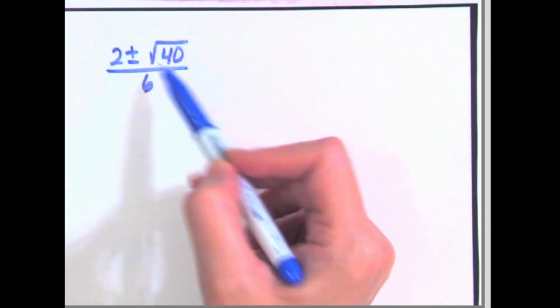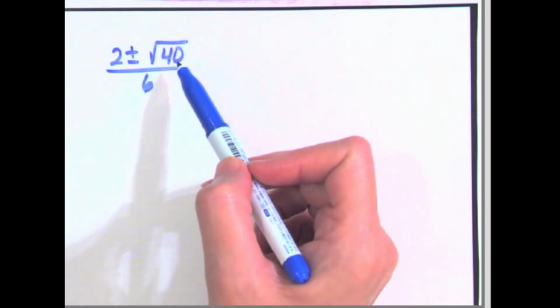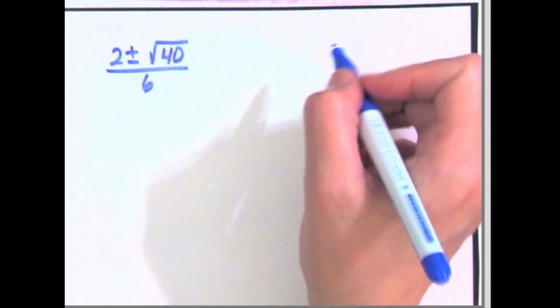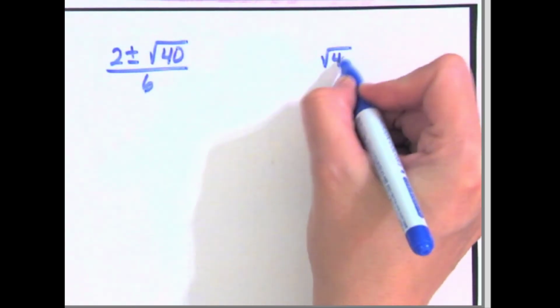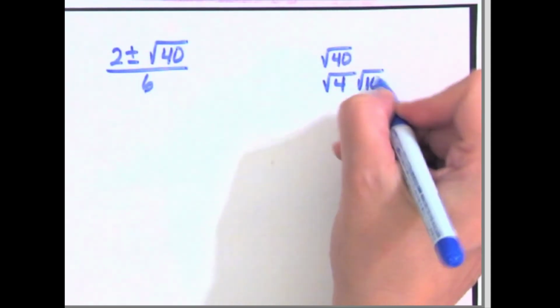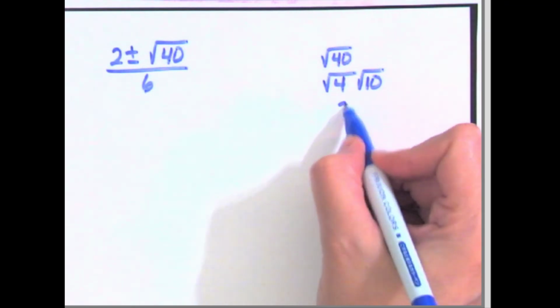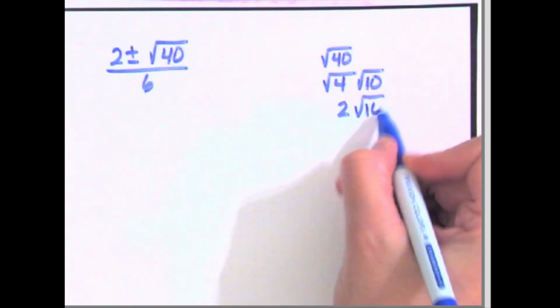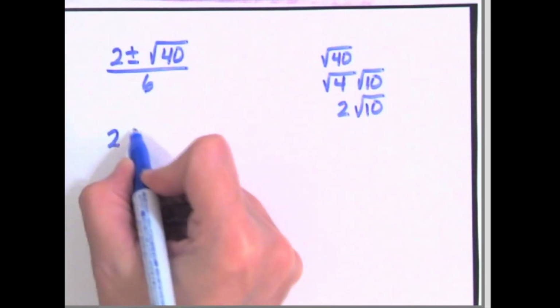Next, we want to check to see if there's a perfect square that goes into 40, and there is. That would be 4. So the square root of 40 can be written as the square root of 4 times the square root of 10. And then the square root of 4 is 2. So that would be 2 times the square root of 10.